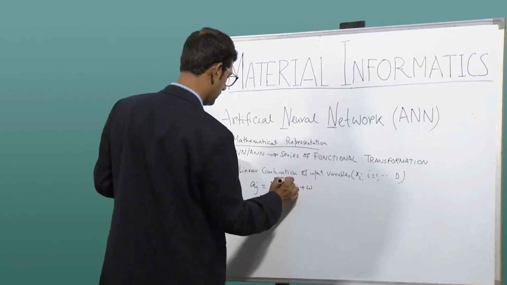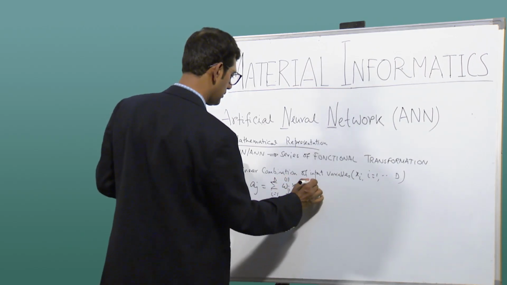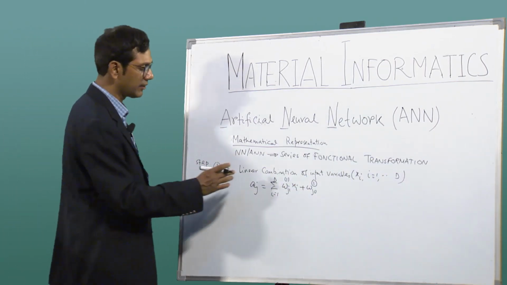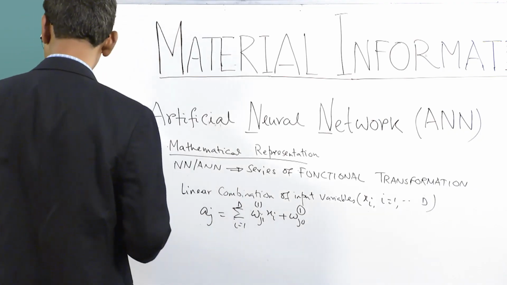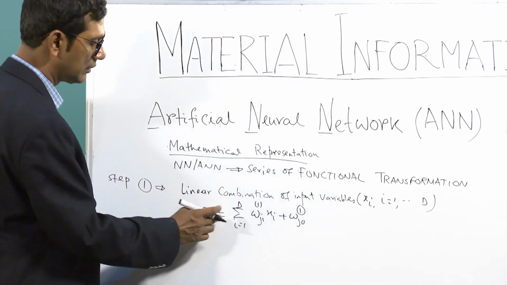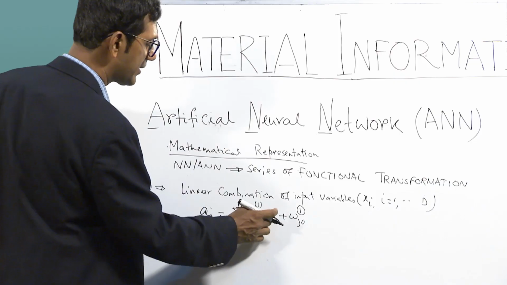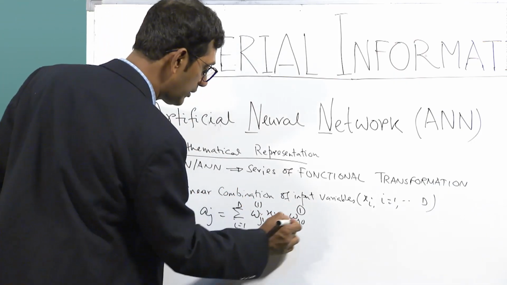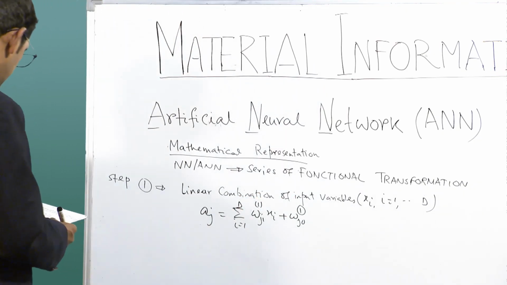plus. Let me explain each of this. So, what I wrote: a_j is equal to summation i going from 1 to d of w_ji x_i plus w_j0, right. I also write superscript 1. So, let me explain why these are there.